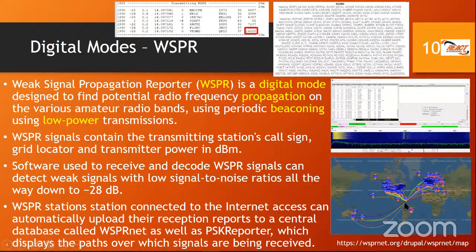And I can say, yes, there's propagation from Trinidad and Tobago to Europe, or there's propagation from Trinidad and Tobago to the Dominican Republic, or to the United States, or there's propagation from the United States to Hawaii, or rather United States to New Zealand or Australia. So Whisper is one of those utilities that you can utilize. It's a digital mode, and hams transmit using this mode.